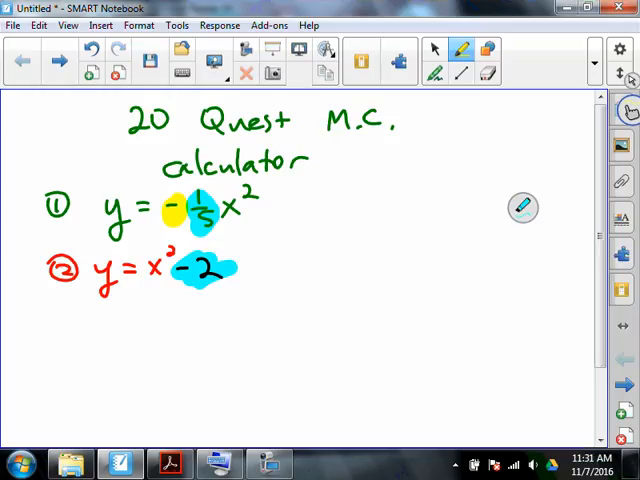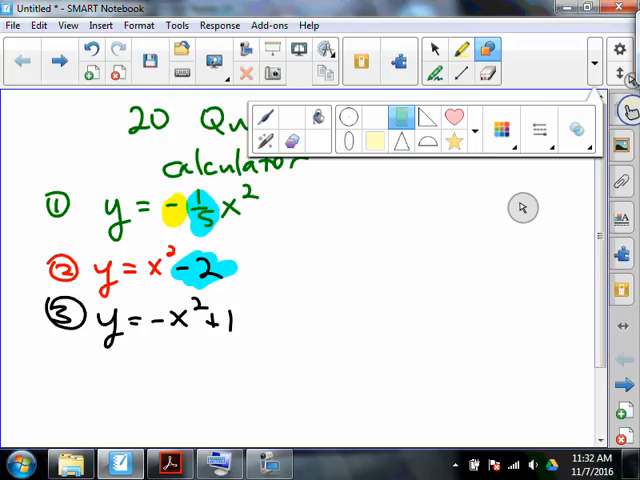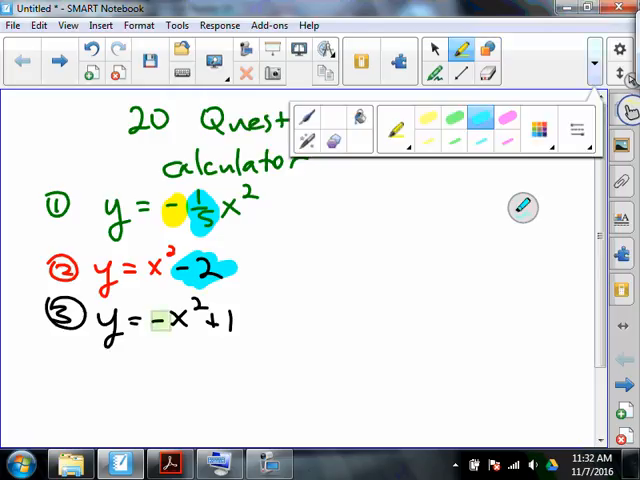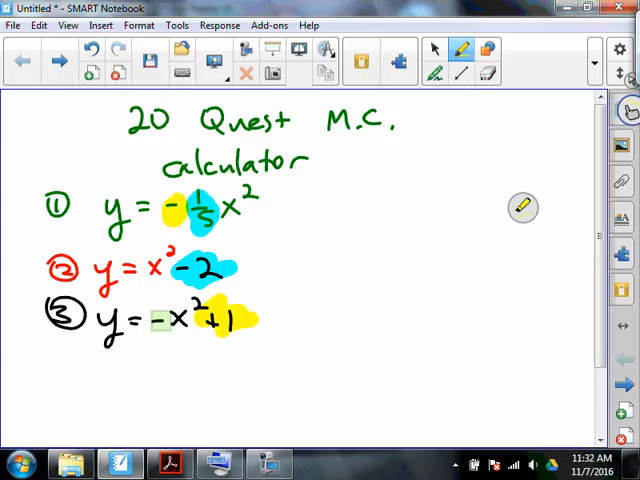The next page, remember, these are all going to be multiple choice, so the right answer will be there. Number 3 is going to be something like y equals negative x squared plus 1. Again, these are similar, not the same questions, but very similar. What I would notice about that function: the negative means we're going to have a reflection. The plus 1 means that the vertex is going to be up 1 unit from the origin.